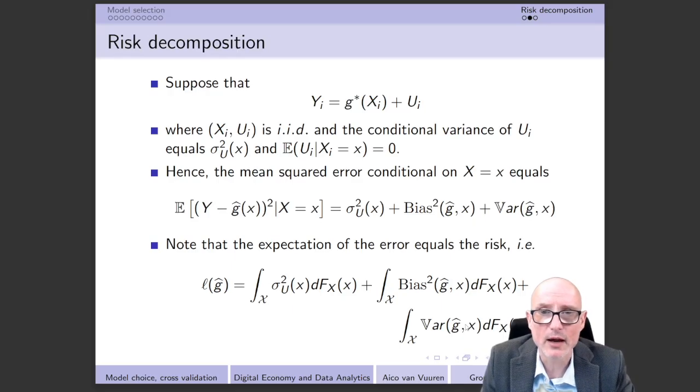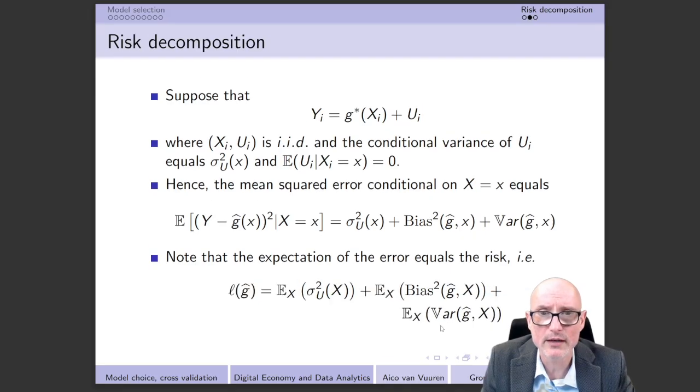But now we should realize that all these terms can also be seen as means, because what are they? Well, they're integrals over the full support of x with respect to its density. So therefore we can write this simply as the mean of sigma squared u(x). That means, of course, that this can be written as the mean of the bias squared, and this, of course, as the mean of the variance.